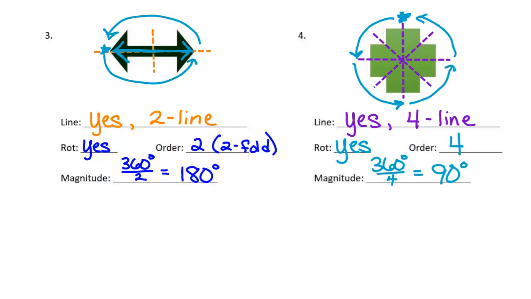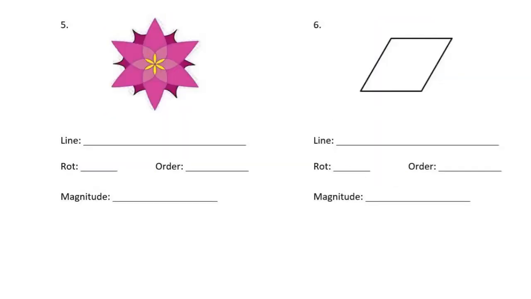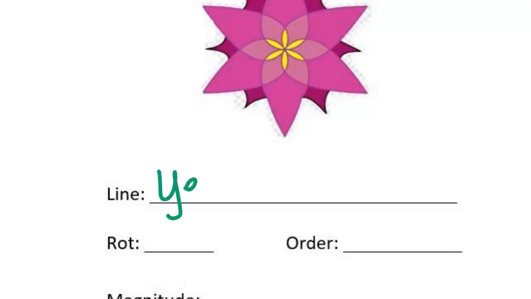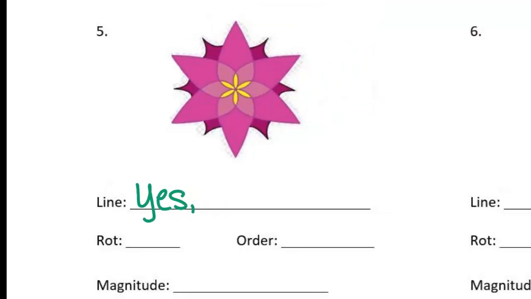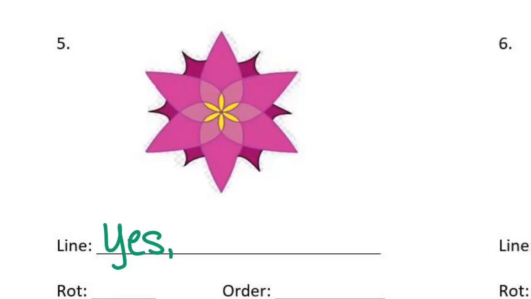All right. We have 2 final shapes to look at. I have this flower shape. Do we have any line symmetry with this flower shape? Yes, we do have line symmetry with the flower shape. Let's see how many lines of symmetry we can draw in. I can go through the big pink petals, right? The large ones. I've got 1 line here, 1 line here, and 1 line here. So there's 3 lines.